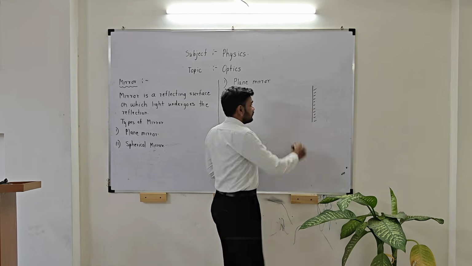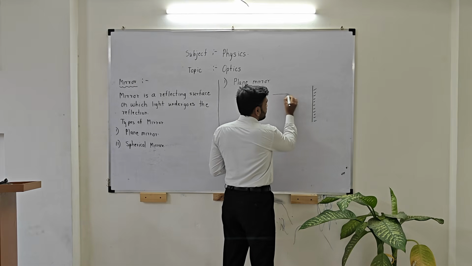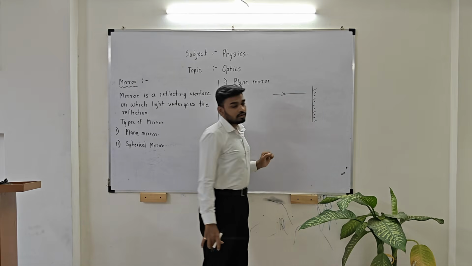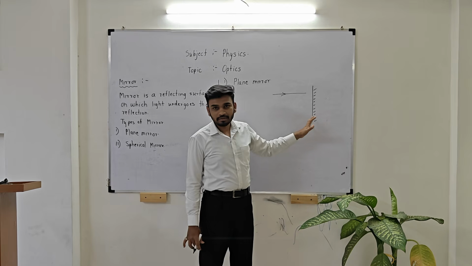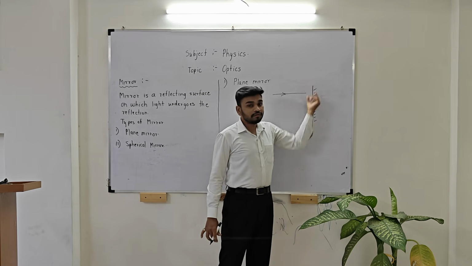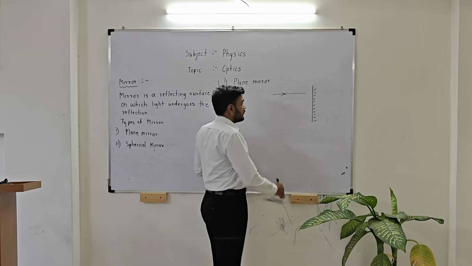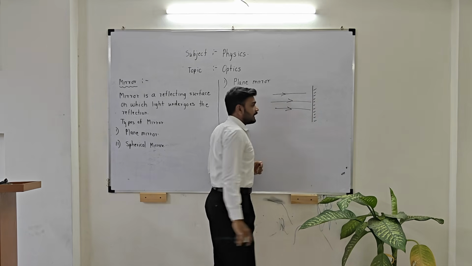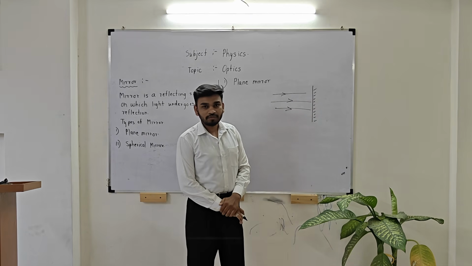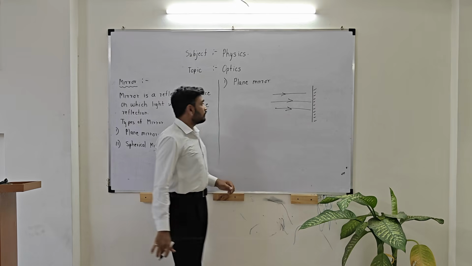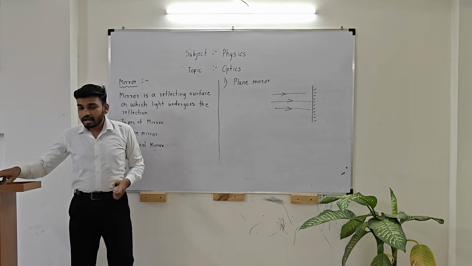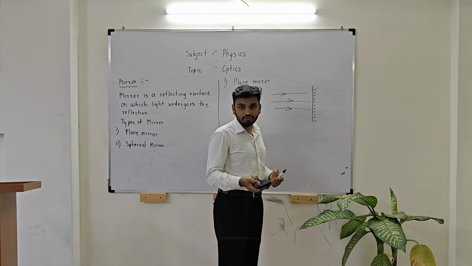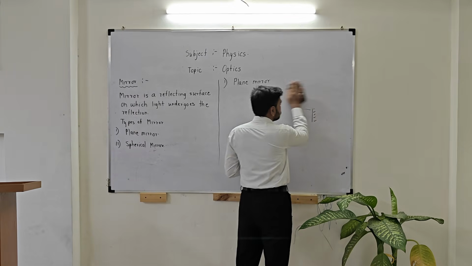In the plane mirror, the light comes and is reflected back from the reflecting surface. So in this way, light comes across and undergoes reflection from the plane mirror. Now I will show you how the image is formed in the plane mirror.